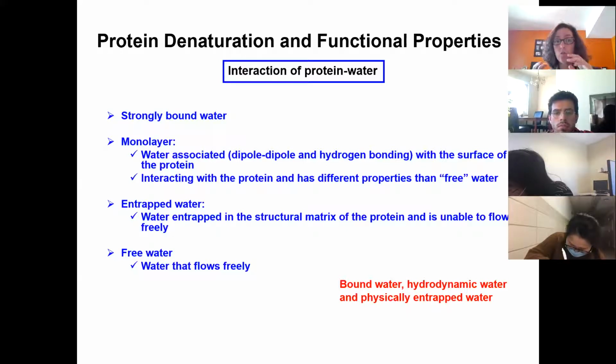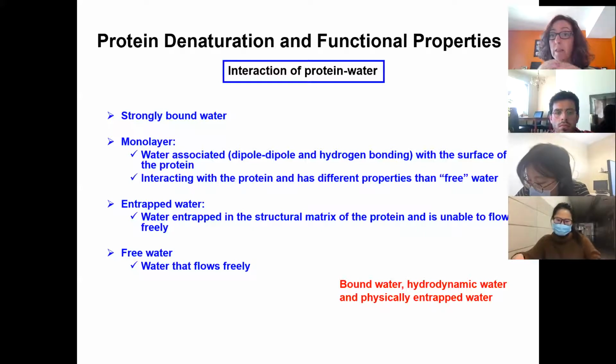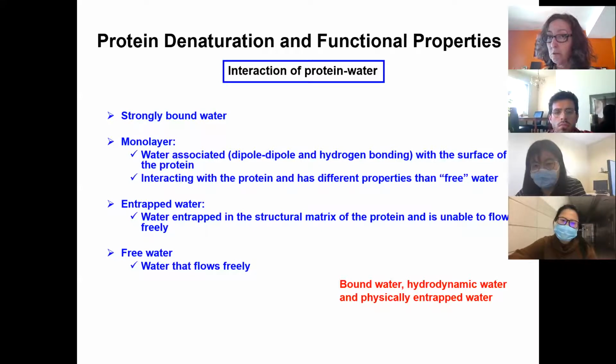With that, I want to introduce certain terms that you'll come across. We talked about strongly bound water. These are strongly bound by dipole interactions and hydrogen bonding, which lead to the formation of the monolayer. This bound water has different characteristics than free water, which we talked about: it needs a higher temperature to evaporate, does not freeze, and is not available for chemical reactions.